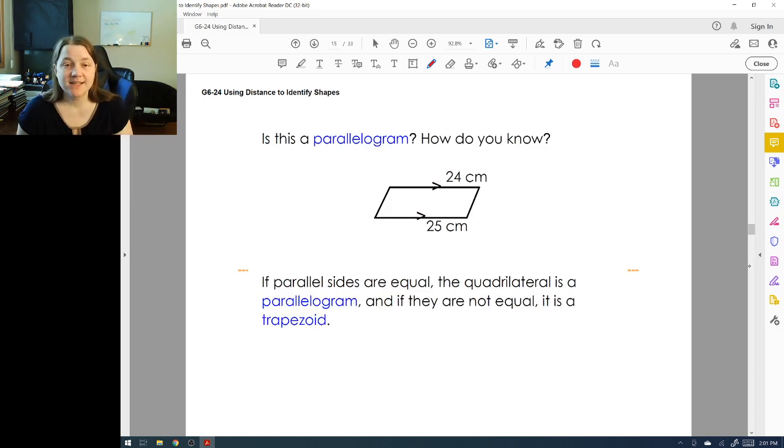However, when I look at this shape, it is not a parallelogram because only one set of sides are parallel to each other. I can see that this measures 25 and this measures 24, which means there is a slight difference between the direction of this side and the direction of this side, and eventually they're going to end up touching each other. That makes this shape a trapezoid.